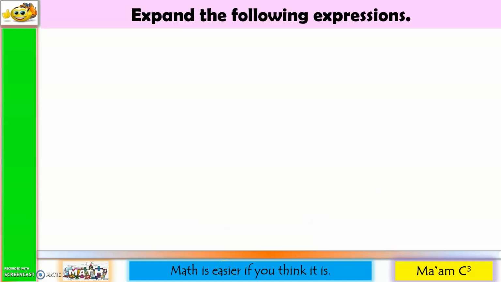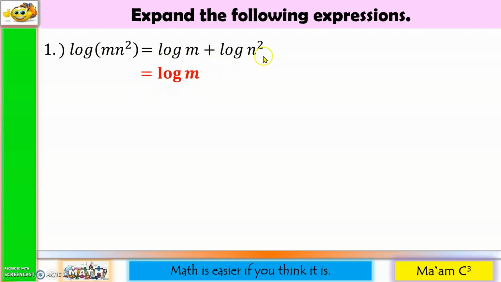Now let us expand the following expressions. Number 1. So we have the logarithm of m times n squared to the base 10. Since there is no base written, automatically that is 10. This is a common logarithm. So applying the product law, this will become the logarithm of m plus the logarithm of n squared. So let's copy log m. And then applying power law, this 2 will be brought down here in front. So plus 2 log n.